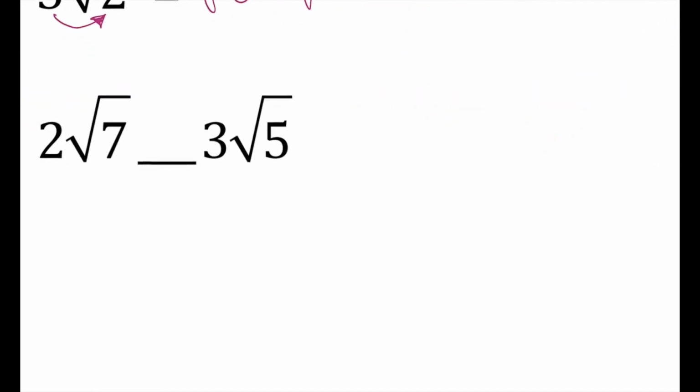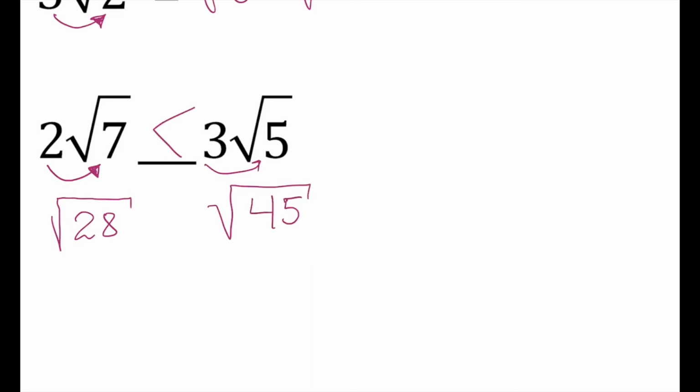So it's 180 plus 12. Now, when you are determining whether 2 square roots of 7 is greater than or less than 3 square roots of 5, shove 2 under the radical, that's going to be the square root of 28. And shove 3 under the radical, that's going to be the square root of 45. So that is clearly less because 28 is less than 45.